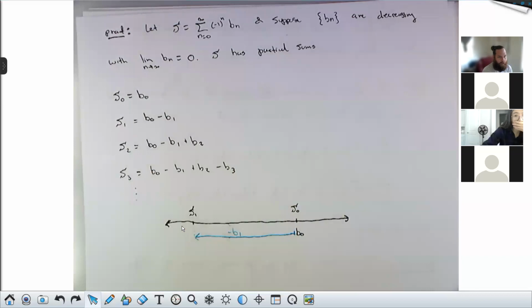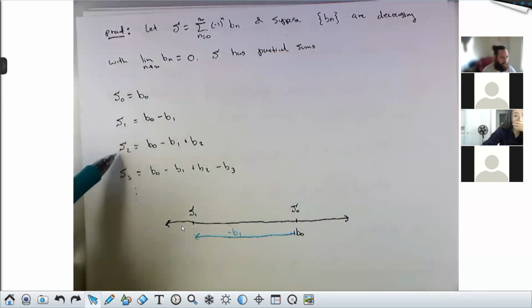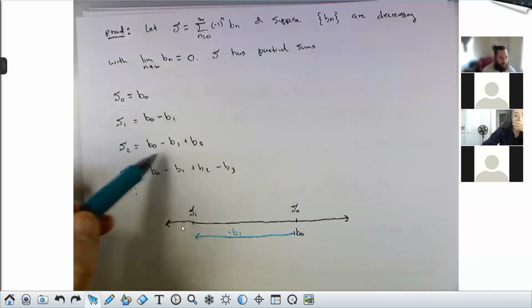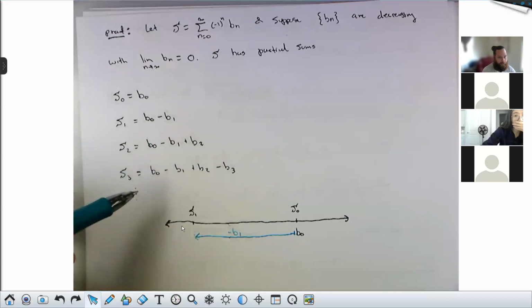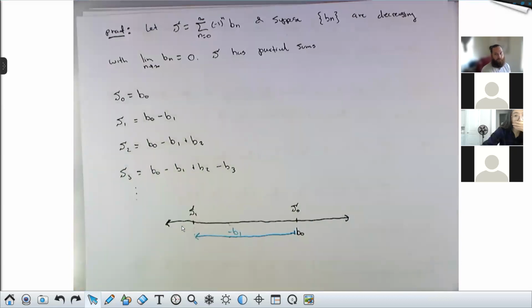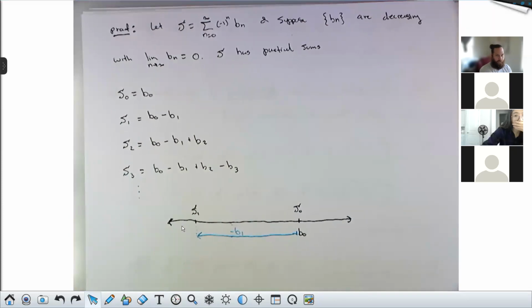To go from S1 to S2, to go from this partial sum to this partial sum, well, it's B0 minus B1, plus B2. So I'm going to go to the right by B2 units. And I want to ask you, is that going to leave me over here or over here? We know we have to go to the right from here. So we're going to be somewhere over in this region here. But the question is, is it going to be in here or out here?